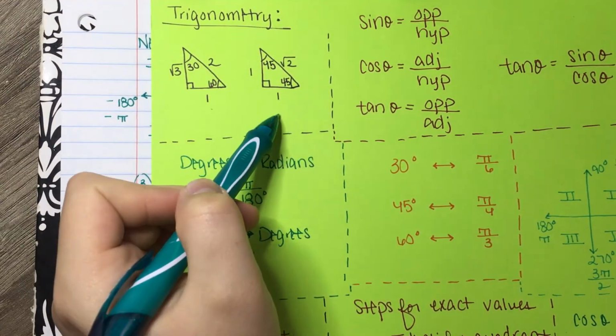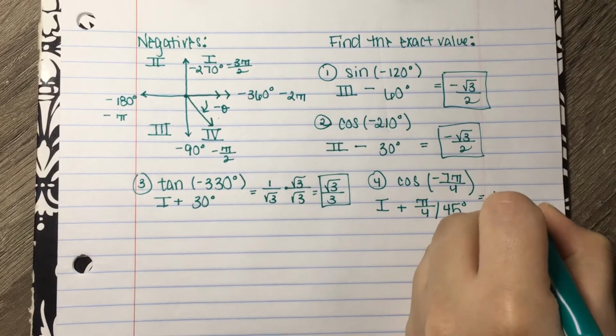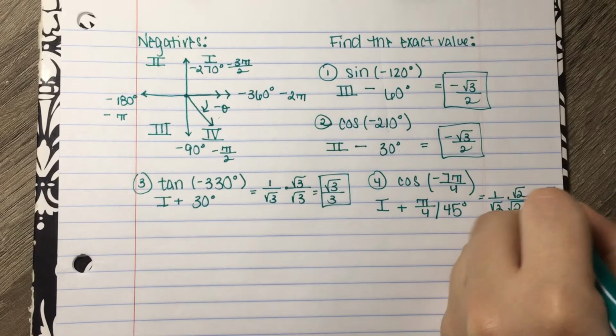Cosine of 45 degrees is adjacent over hypotenuse. That's 1 over square root of 2. And then we run into that same problem as number 3. We go ahead and we rationalize, and we get positive square root of 2 over 2.